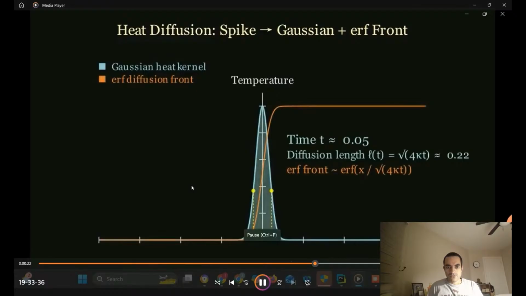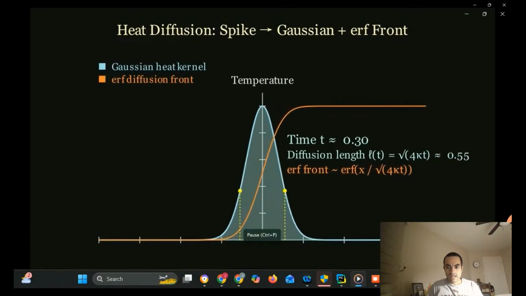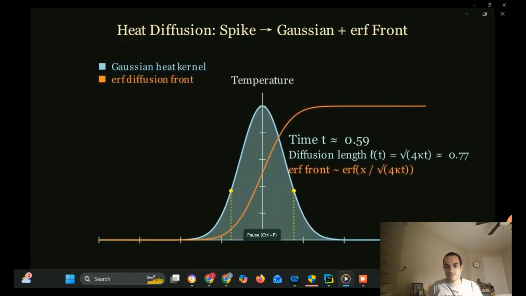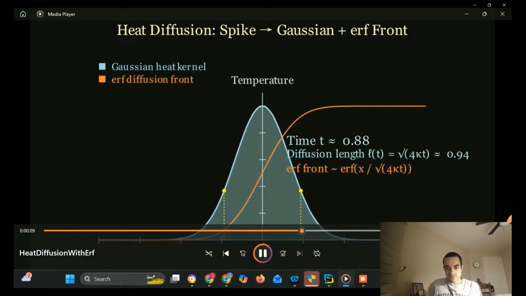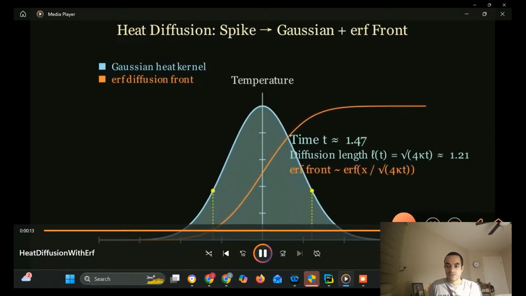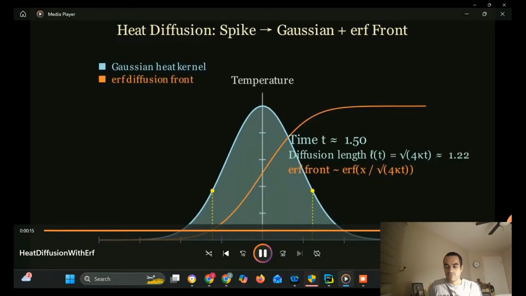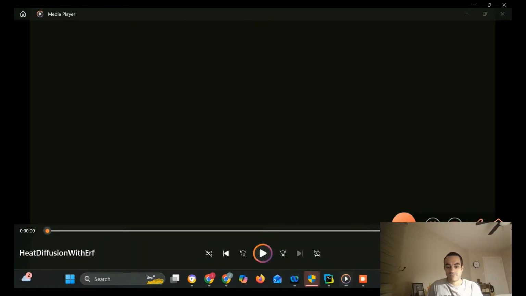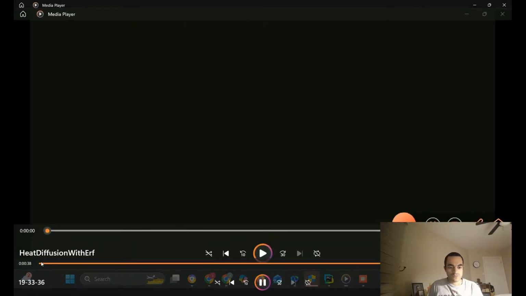All right, so you can see here that as time increases, it goes from narrow to more stretched for the bell curve. And at the same time, we can measure the diffusion length as well, which is the square root of 4 kappa t. Let me just show you one more thing here.